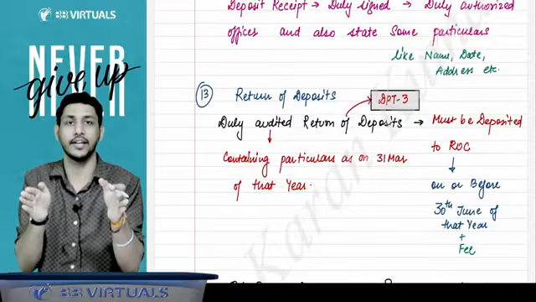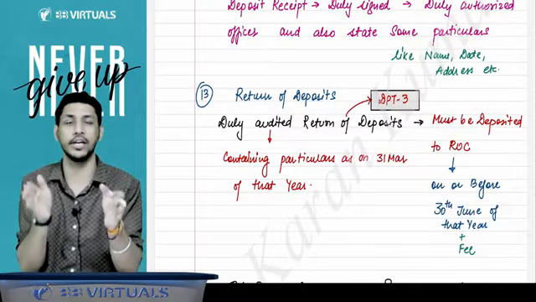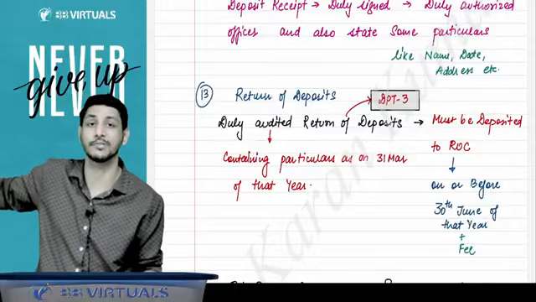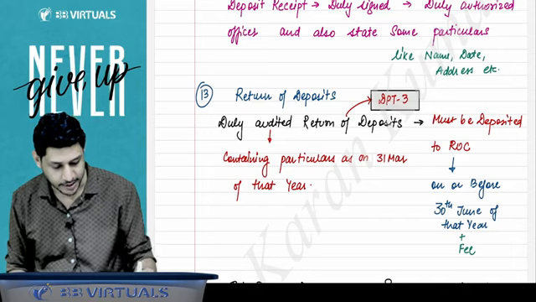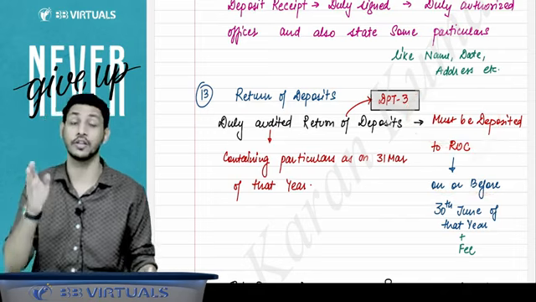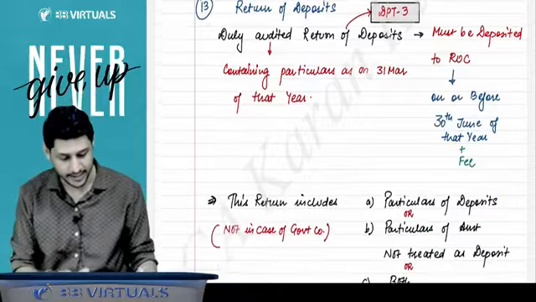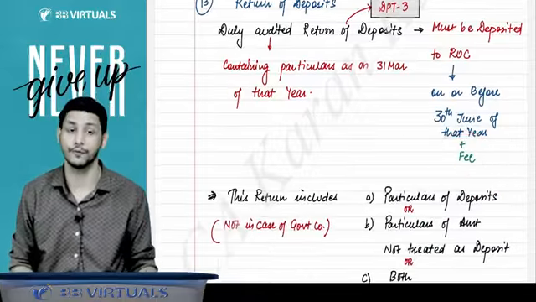Suppose today you are filing the return of deposits. So today's content you need not write in DPT-3. The content must be as on the date of 31st March of that year. And it must be filed with the ROC on or before 30th June every year. And along with that, you have to pay the fees also.